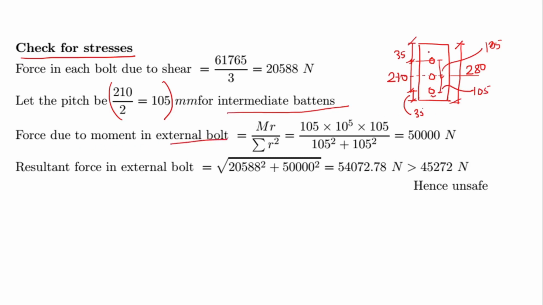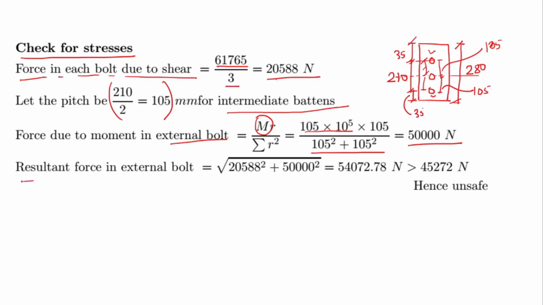Force due to moment in external bolt. So these two are the external bolts. It is equal to Mr by summation of r square. M is the moment, which is 105 into 10 power 5. R is the distance, this distance, which is 105. Then summation of r square means 105 square, this distance square plus this distance square. Finally the force due to moment in external bolt is calculated as 50,000 Newton.